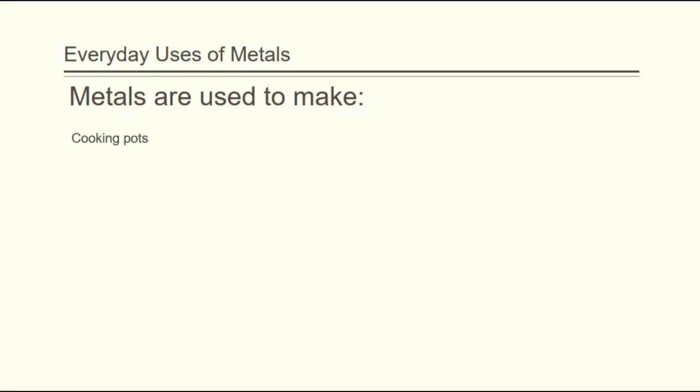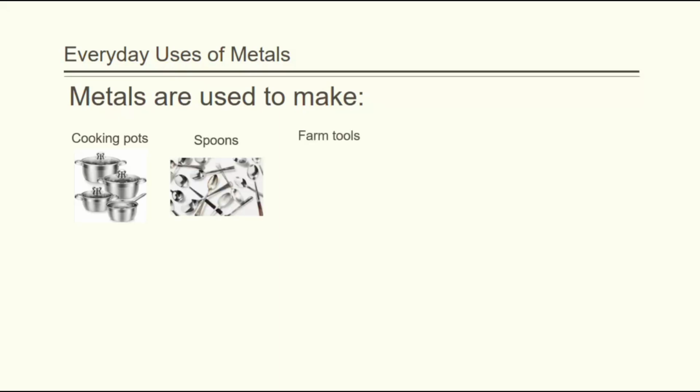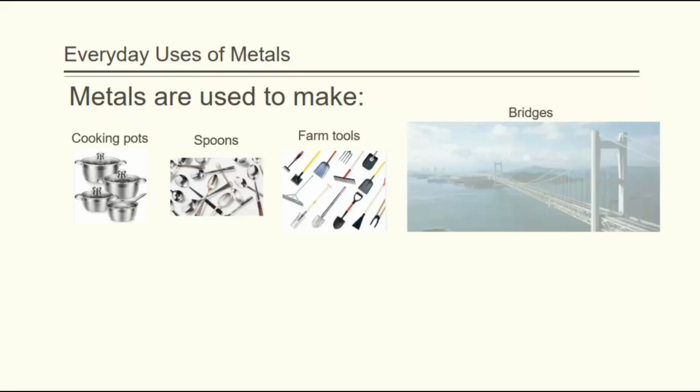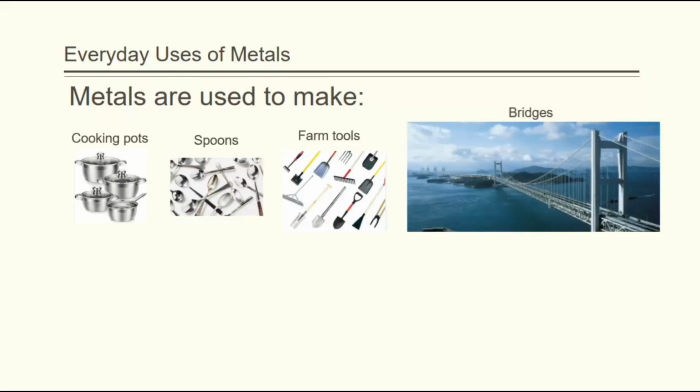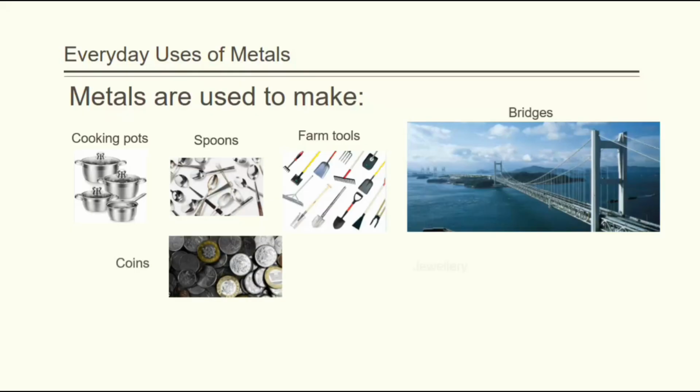So metals can be used to make cooking pots. Metals can also be used to make spoons. It can also be used for farm tools. We can also use metal for bridges. Metals can also be used to make coins.